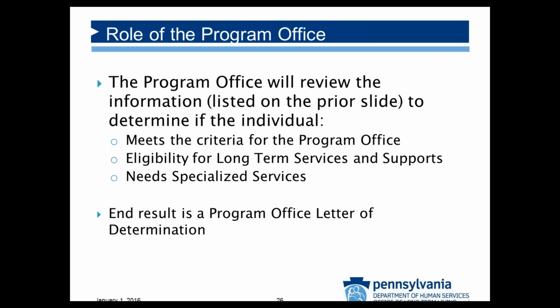For an individual that needs a level 2 assessment done, it is the program office's responsibility by federal regulations to make the following 3 determinations: whether the individual meets the criteria for the program office, whether they meet the criteria to be eligible for long-term care and nursing facility services, so they're NFCE, and then whether they meet the need for specialized services and what those specialized services could potentially be. From their review, they provide you a program office letter of determination.